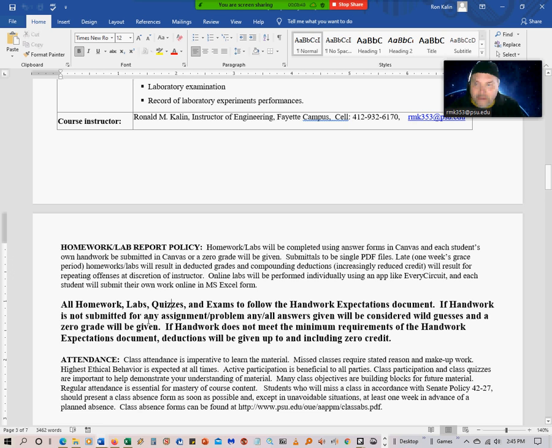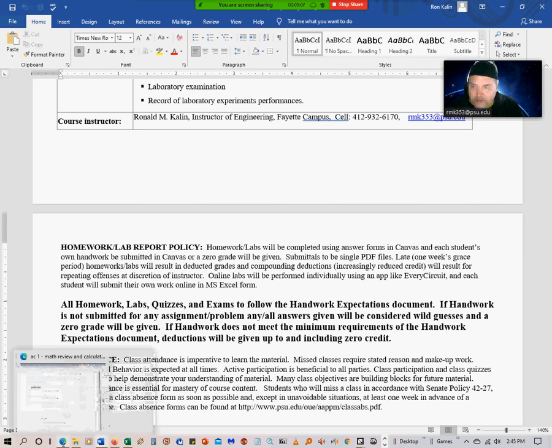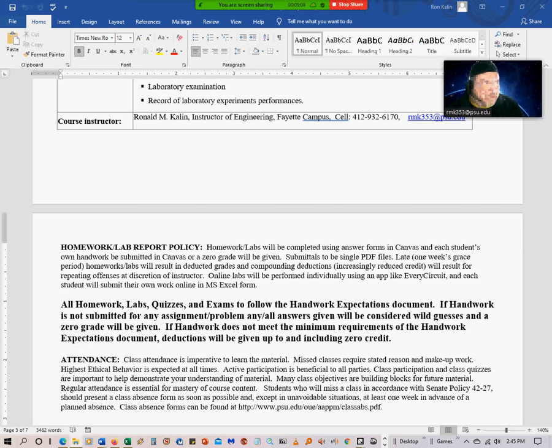If handwork is not submitted for any assignment or problem, any or all answers given will be considered to be wild guesses and a 0 grade will be given. If handwork does not meet the minimum requirements of the handwork expectations document, deductions will be given up to and including 0 credit. So, the handwork expectations.